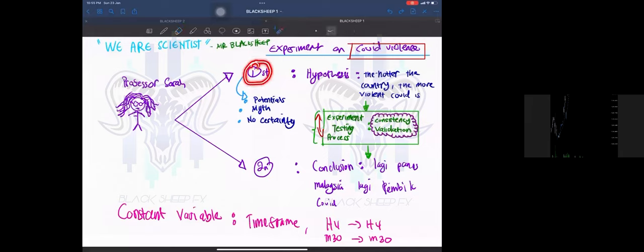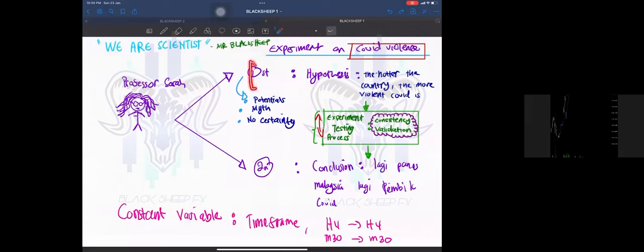We begin with our first setup, which is a hypothesis. A hypothesis is a setup before we begin the experiment. So for my hypothesis as a COVID scientist, I'm going to say there is a potential: the hotter the country, the more violent COVID is. Meaning if it's in a cold country, the COVID violence is lower. If it's in the desert, COVID is more violent.